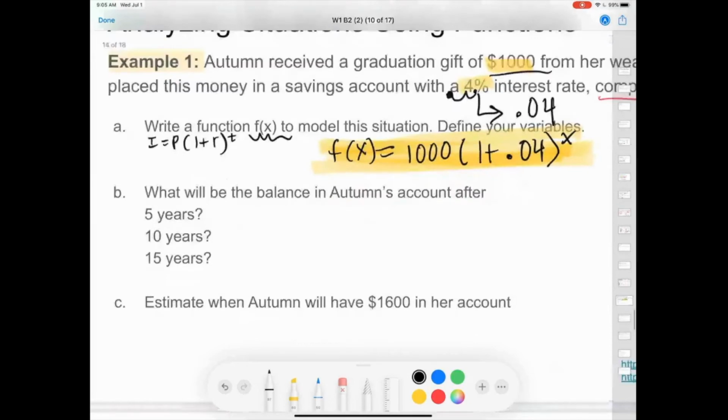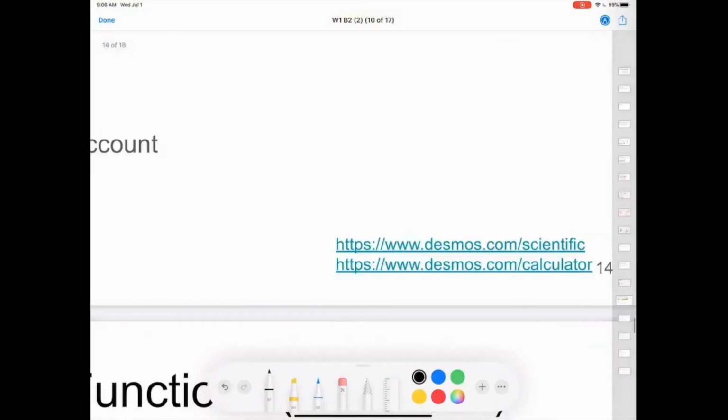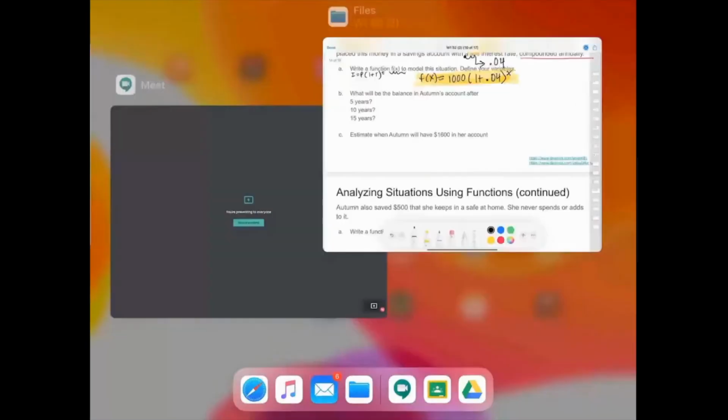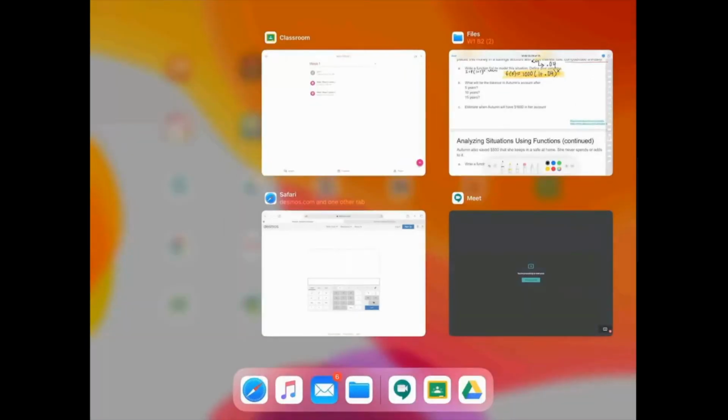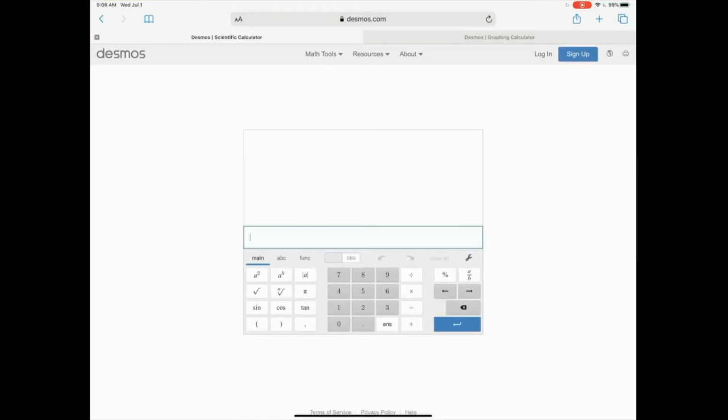So part B is asking, what will the balance be in Autumn's account after 5 years, 10 years, and 15 years? Okay, so for this part, you can actually, I put a couple links at the bottom of the page. You can use Desmos. So Desmos, not only does it do graphing, it also has a scientific calculator. So here is my Desmos opened up. So this is Desmos Scientific Calculator, and you can look at those links later. But I like using this because you could type exponents into it and it'll calculate for you.